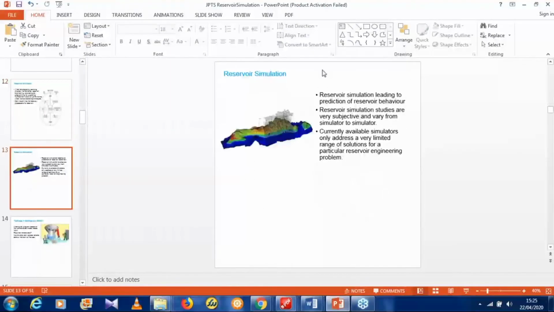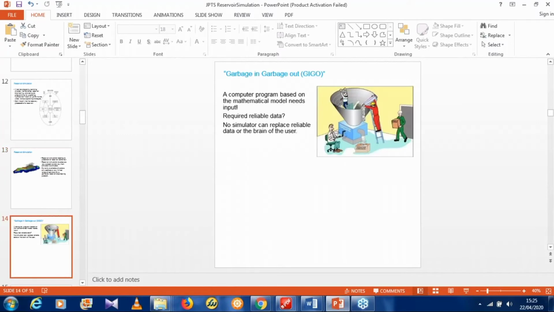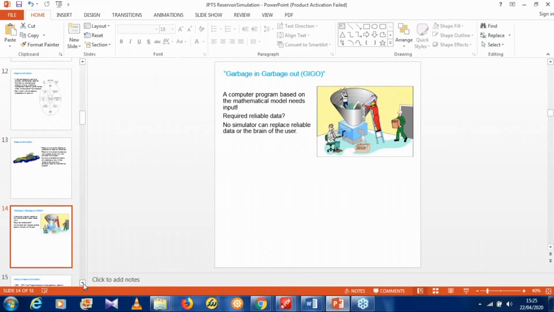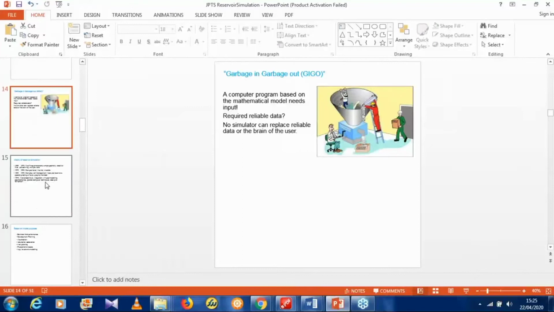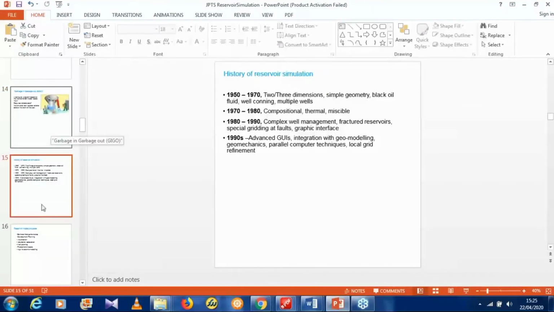So this is what we have. Reservoir simulation leads to prediction of reservoir behavior. Those are some of the advantages. However, reservoir simulation studies are very subjective and they vary from one simulator to another. Then there is garbage in, garbage out. If you put in wrong data, you are going to get wrong information.